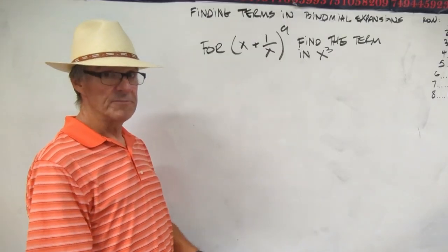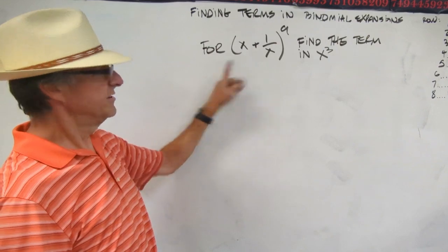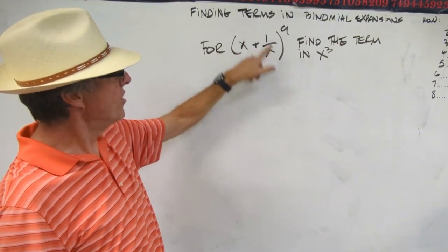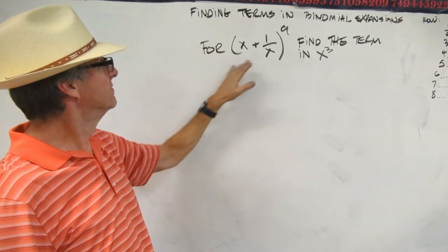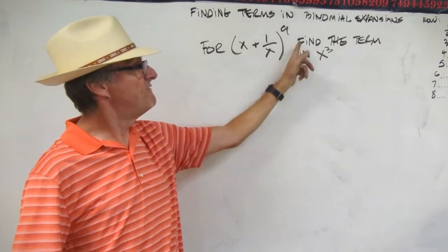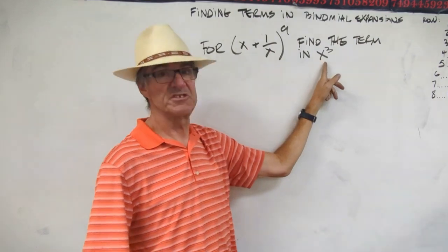Okay, one last more complicated problem. Here we go. It's an interesting binomial now. We have x plus 1 over x as our binomial. Okay, so check this out. x plus 1 over x to the 9th power. Find the term in x to the third.